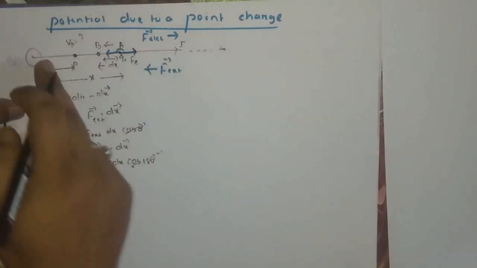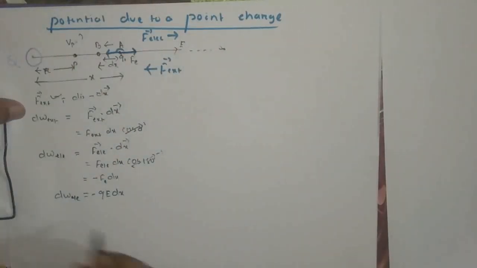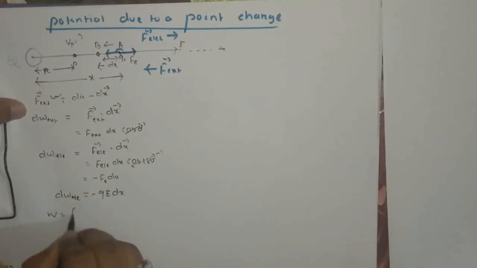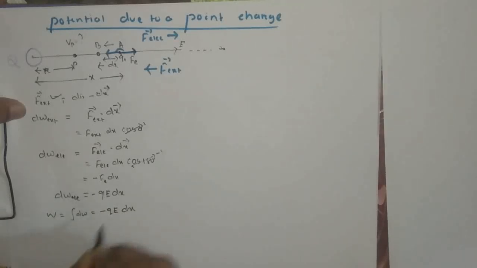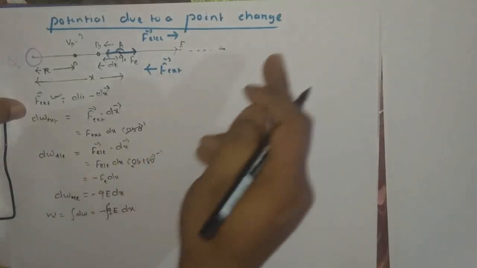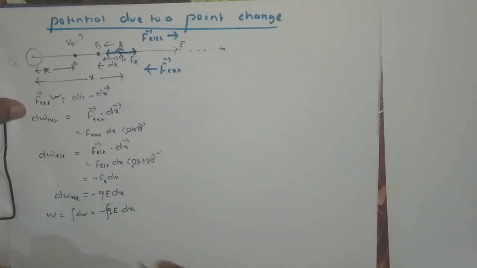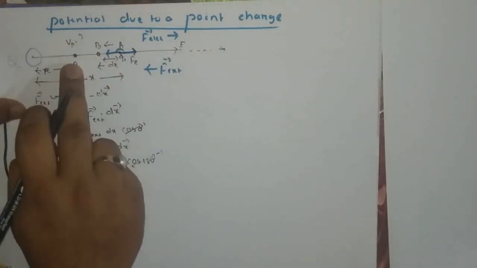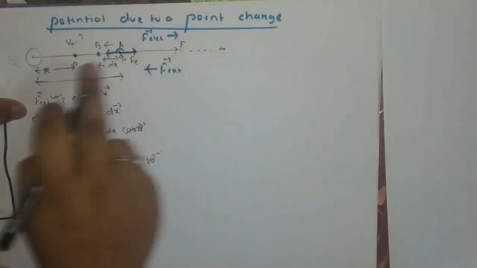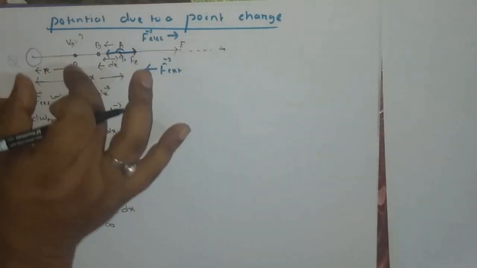So from infinity to the point P, the net work done W is the integration of dW. That means minus Q, I can take it outside. Let us write down minus QE dx, integrated from infinity to P, because I want to know the potential at point P. Infinity to P means infinite distance to R distance.